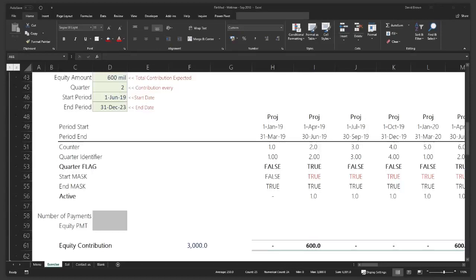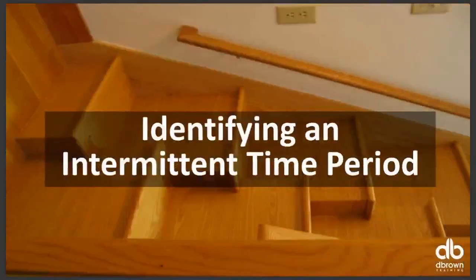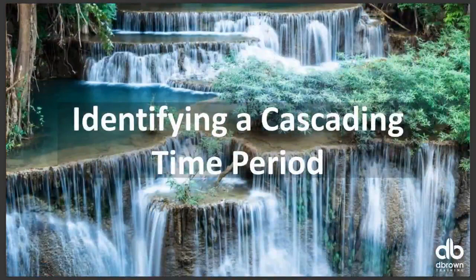Let's quickly check that. So what we just did now is identify an intermittent time period. Then here I want to identify a cascading time period. What does that mean? Any idea? What's a cascading time period? Well, mostly cascading time periods are like a waterfall, like a time period waterfall.